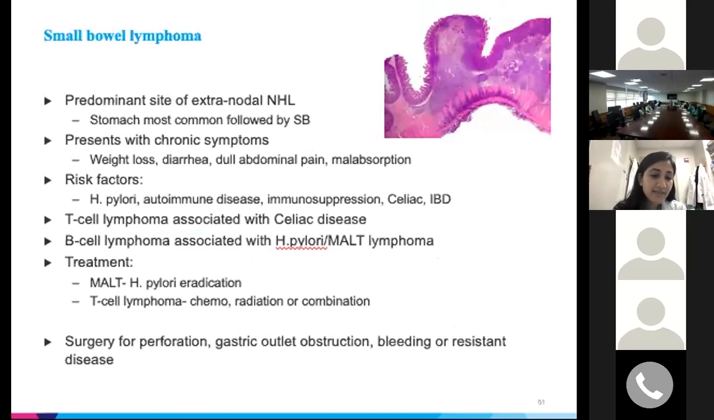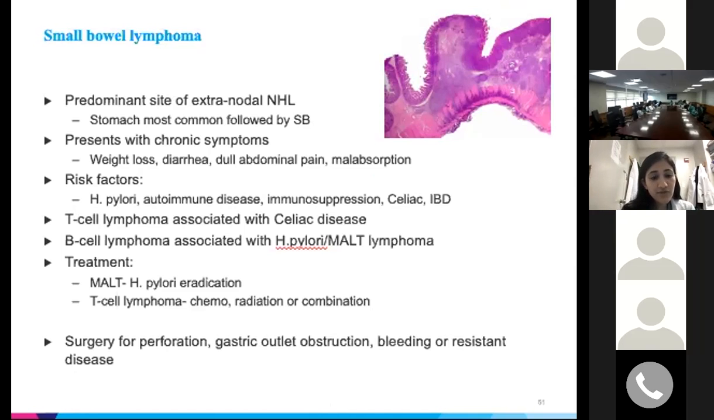And then lastly, small bowel lymphomas. The stomach is the most common site for extranodal non-Hodgkin's lymphoma, and the small bowel is the second most common. They present with chronic symptoms like weight loss, diarrhea, dull abdominal pain, malabsorption, and risk factors include H. pylori, autoimmune disease, immunosuppression, celiac disease, and IBD.